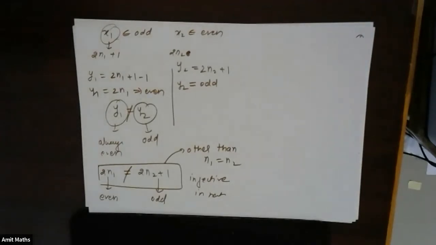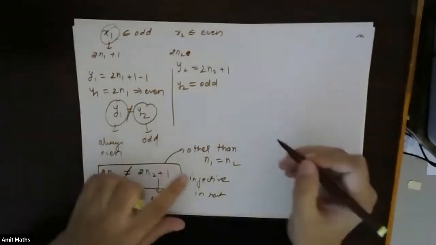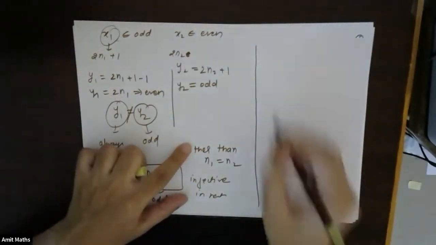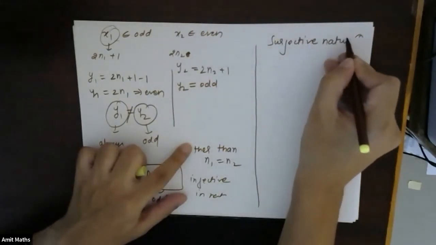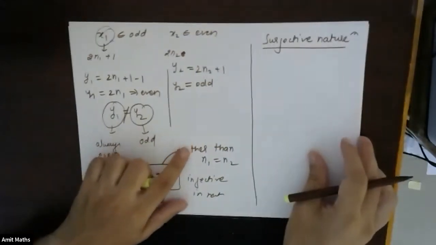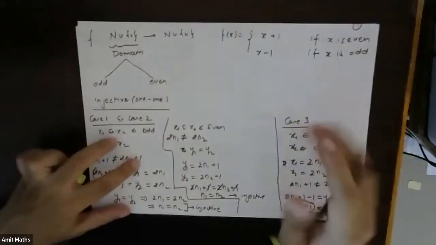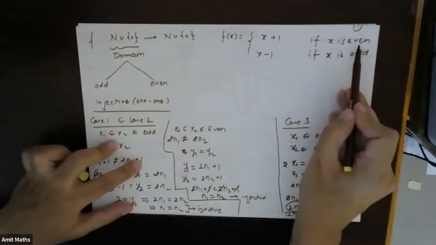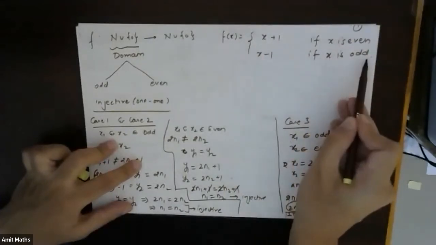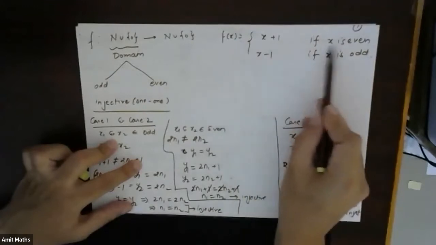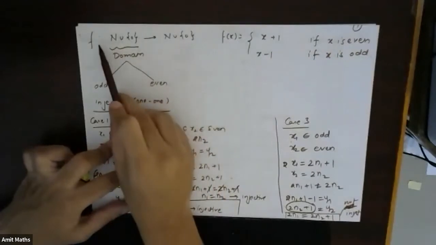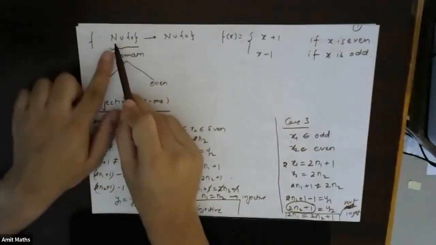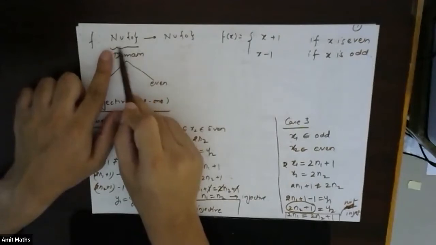Okay, now next I will look at the surjective nature of the function. For surjective nature, let's look at the function once again. The function was saying that it will become x plus 1 if x is even, and x minus 1 when x is odd, where the domain was natural numbers union 0. That means whole numbers.